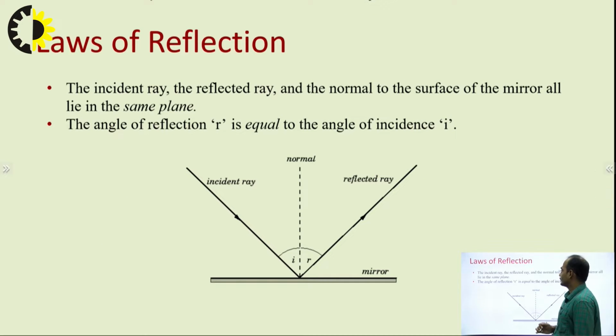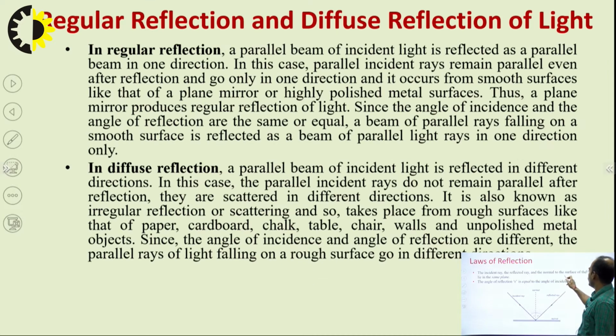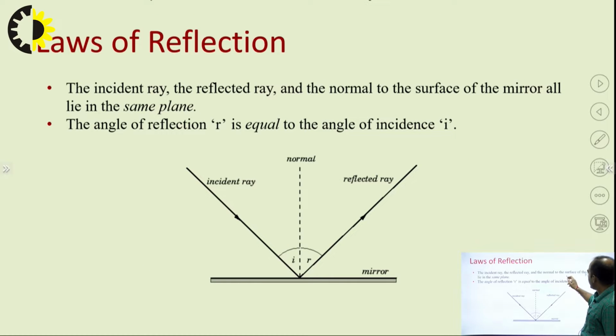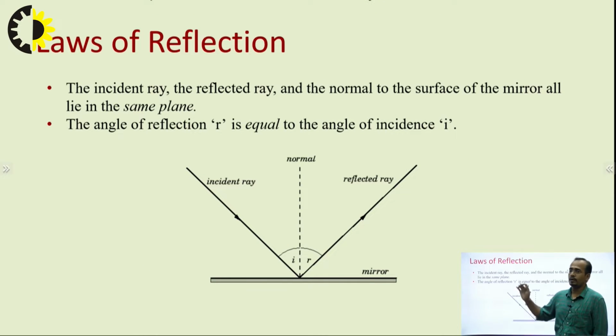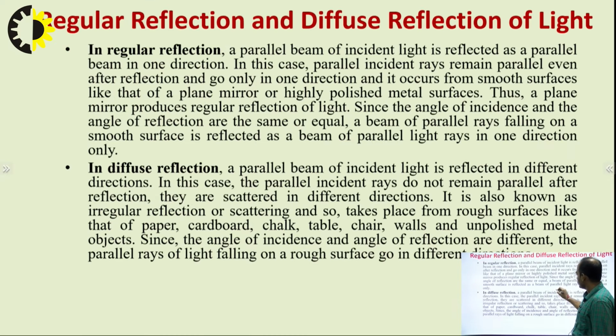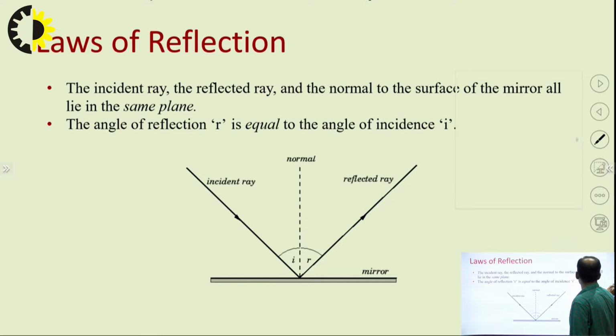Now, what is the law of reflection? The most important thing is that when we send a ray onto a surface, the incident ray, the reflected ray and the normal to the surface of the mirror lie in the same plane. You can see here, this is the mirror, this is the normal to the plane, and this is the incident ray. This incident ray makes an angle i with the normal. When it is reflected from the mirror, it will make the same angle with the normal as the incident ray.